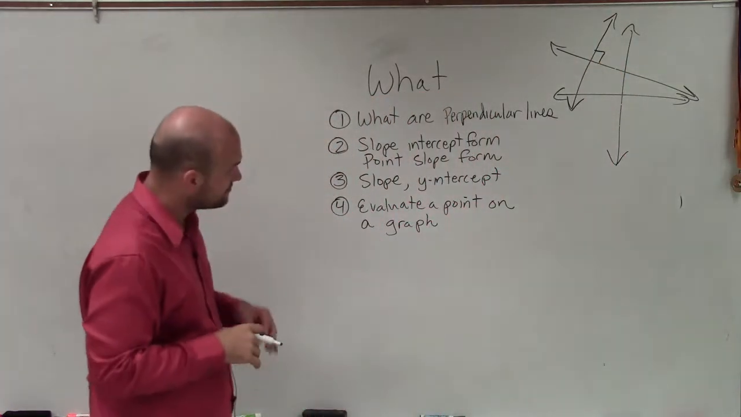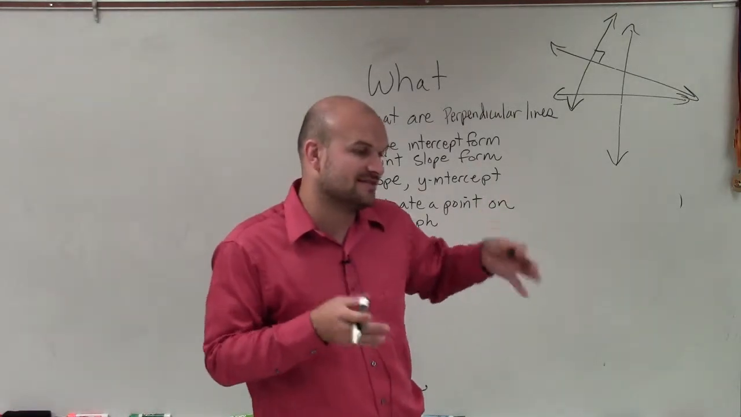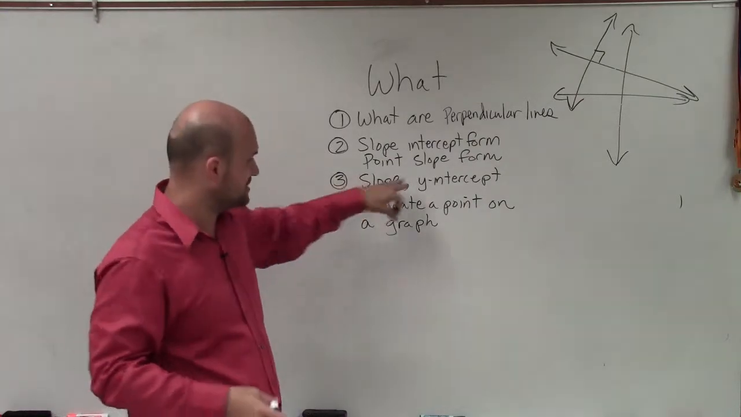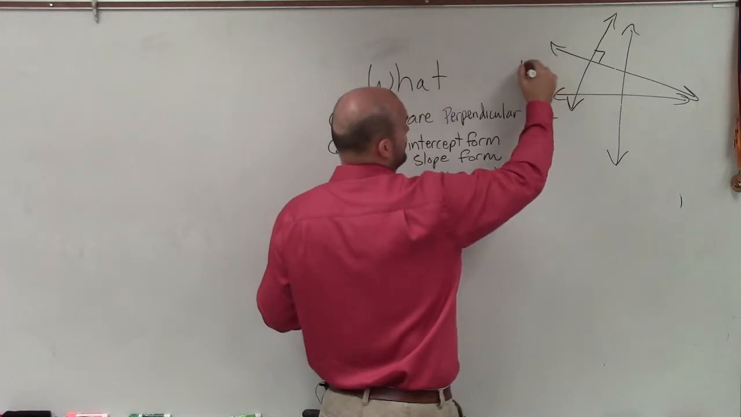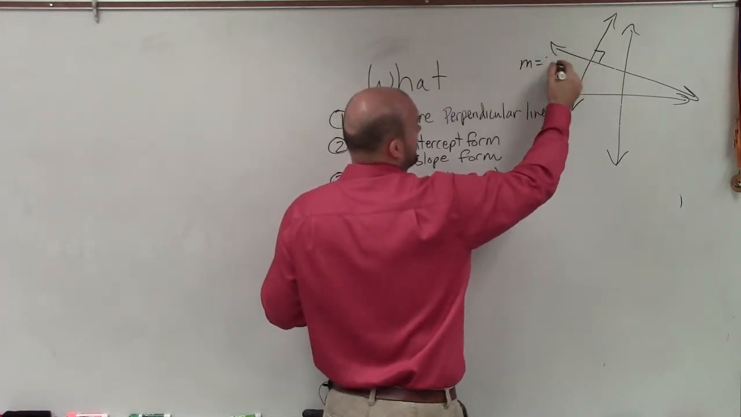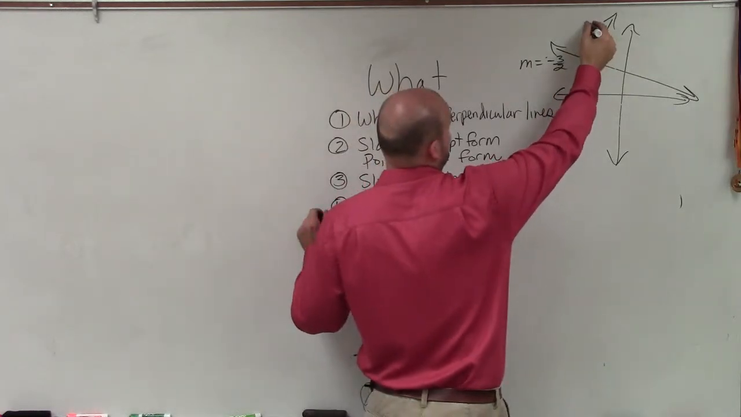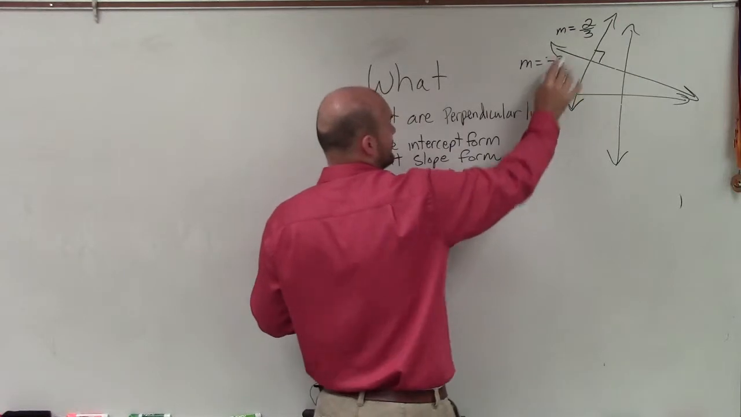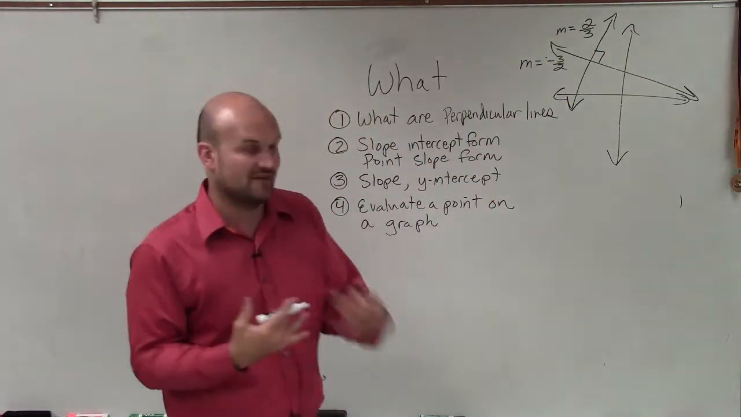What's also important about that is, not only do parallel lines have the same slope, perpendicular lines have what we call opposite reciprocal slopes, which I will touch on here a little bit. So if the slope of this line is, let's say, -3/2, then the slope of this line is going to be +2/3. So remember, they're reciprocals of each other, and if one is negative, then the other one is going to be positive, and vice versa.